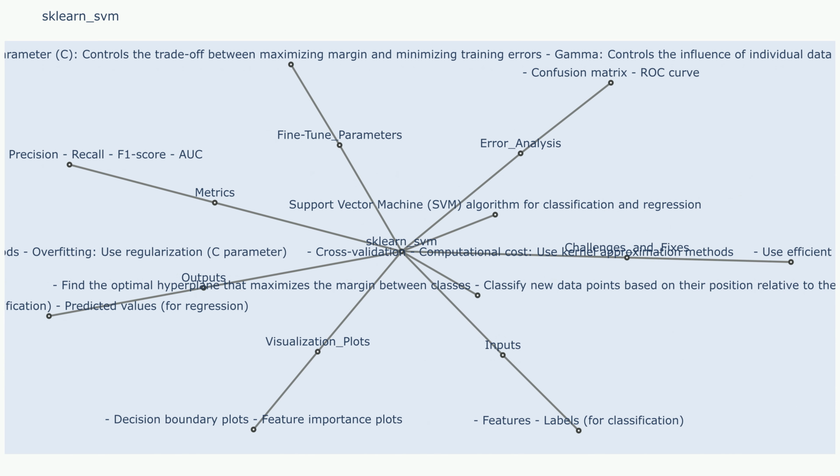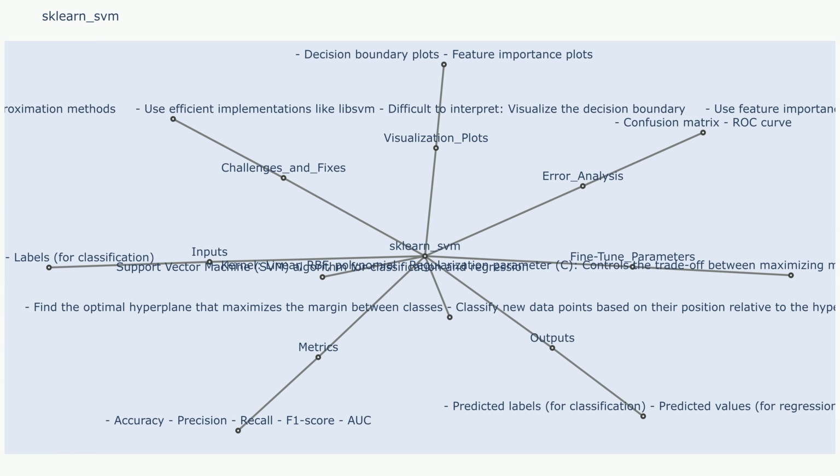Outputs. Output 1. Explain in detail fitted SVM model, the trained SVM model object that contains the learned hyperplane and other parameters. This model can be used for making predictions on new data points. Output 2. Explain in detail predictions, the predicted output class labels or regression values for new data points, obtained by applying the fitted SVM model to unseen data.